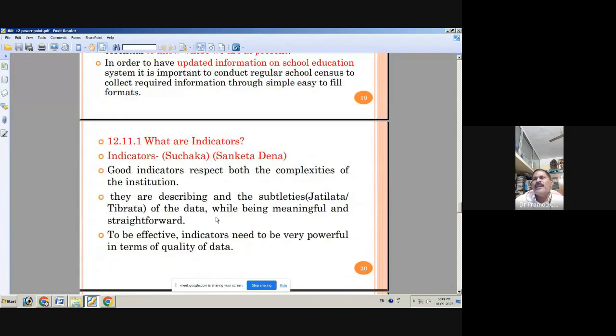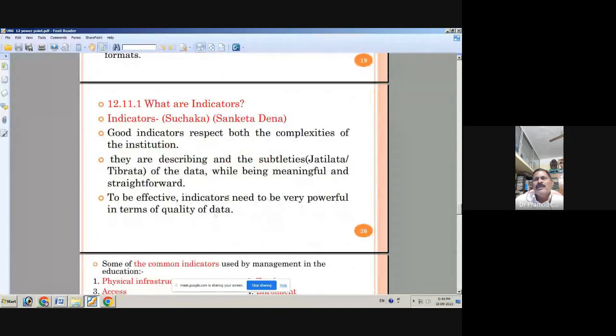Then there are so many indicators. You know that the meaning of the indicator is suchanko, to give any type of sign, sanket. If we have good indicators, then automatically good indicators will always be helpful to solve the complexities of the institution.